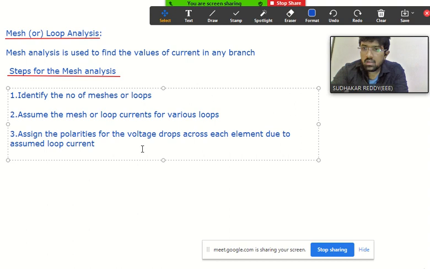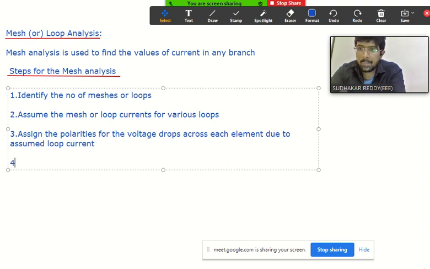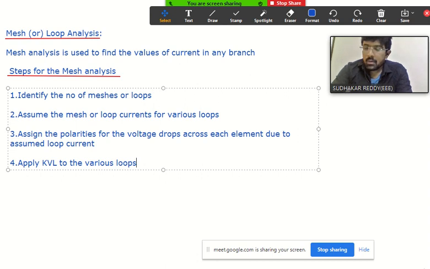After assigning the polarities, what next? Apply KVL. All of you note down. Apply KVL to the various loops and obtain the equations.